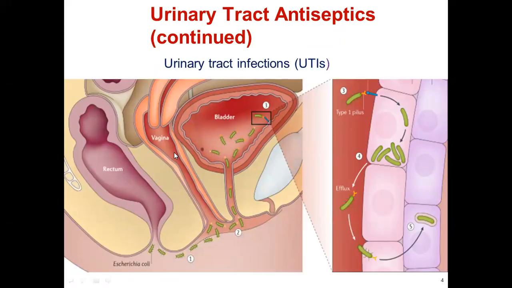In this picture, we can see the structure of the urogenital organs. This is the rectum, this is the vagina, and this is the bladder. UTI is more common in females because of the short distance between the opening of the rectum and the opening of the urethra. So infection can easily spread from the rectum to the urethra.